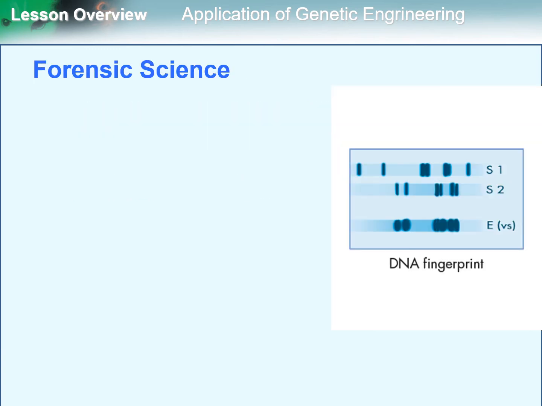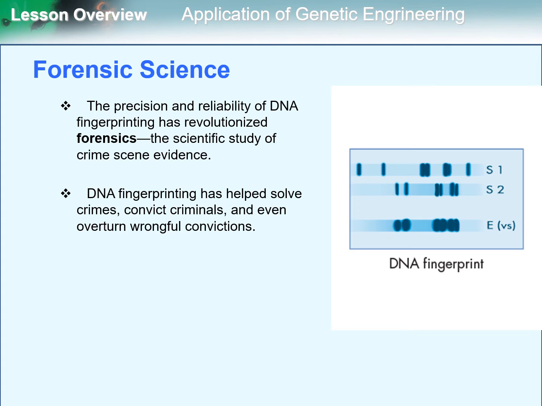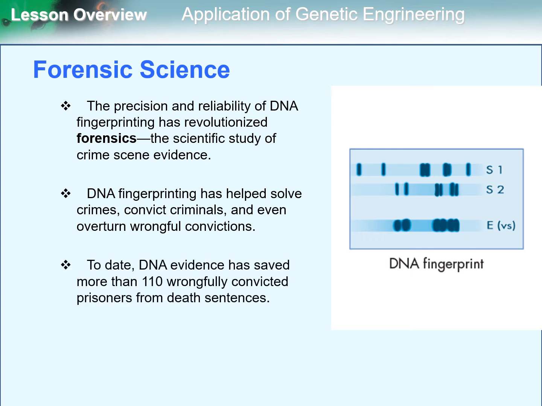DNA fingerprinting is also very useful in forensic science. The precision and reliability of DNA fingerprinting has revolutionized forensics. This is a scientific study of crime scene evidence. DNA fingerprinting has helped solve crimes, convict criminals, and even overturn wrongful convictions. To date, DNA evidence has saved more than 110 wrongfully convicted prisoners from death sentences.